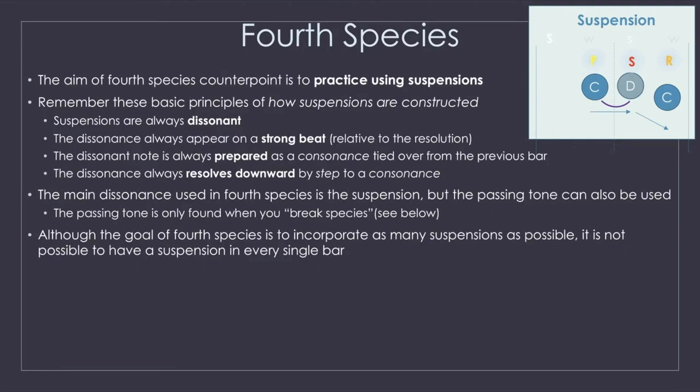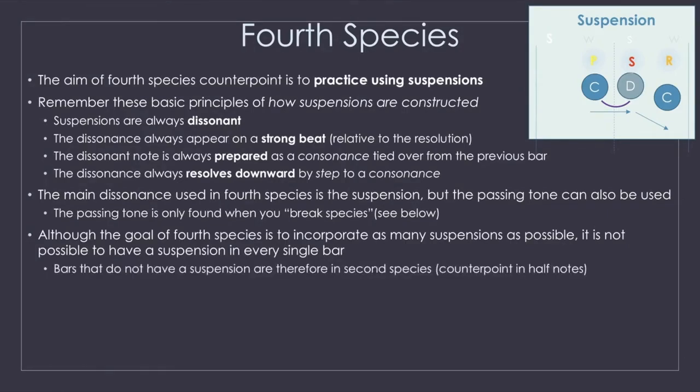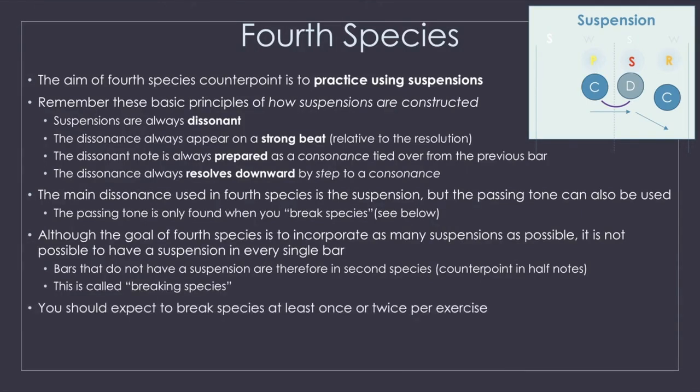Although the goal of fourth species is to incorporate as many suspensions as possible, it's not always possible to have a suspension in every single bar. So what do you do when you don't have a suspension? Bars that do not have a suspension are therefore going to be in second species, because you're working in half notes, right? And that's called breaking species. You should expect to break species at least once or twice per exercise.